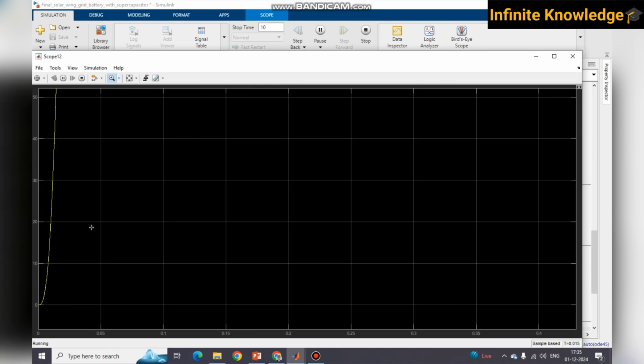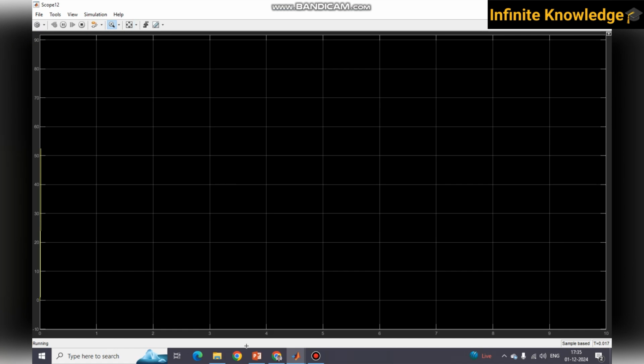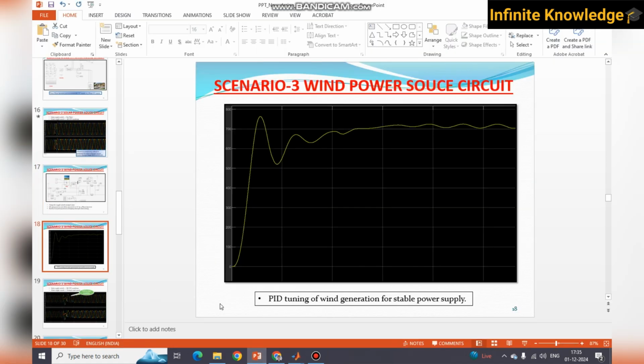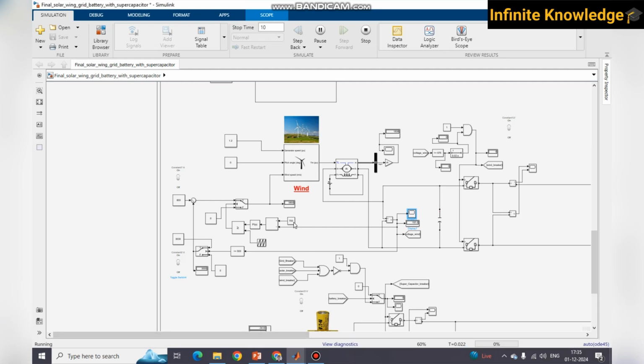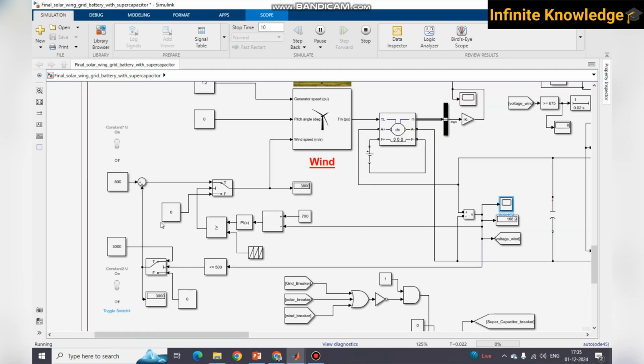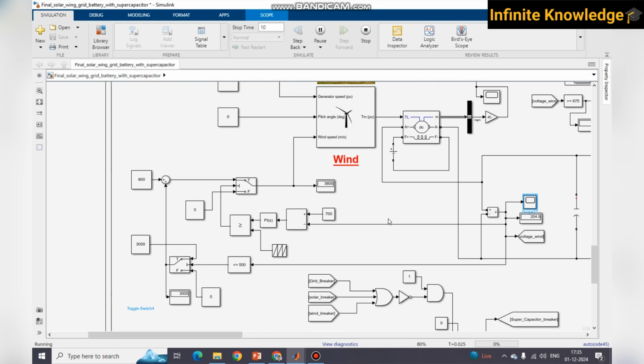I already uploaded the video, the screenshots, and the PPT. This is how the wind comes to the stable condition. The PID tuning graph: I have used the PID controller to get a proper output voltage, and this is the logic. Okay.